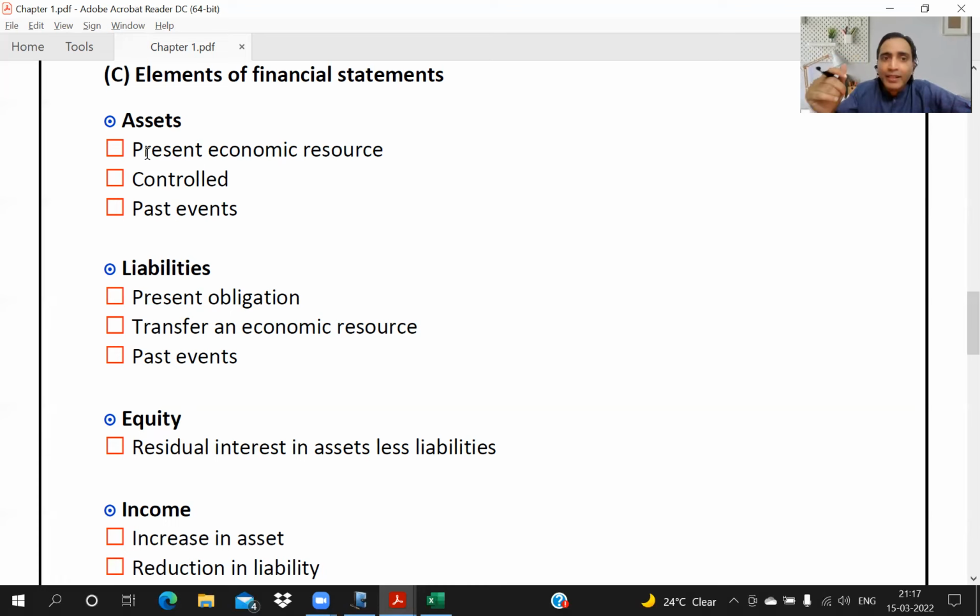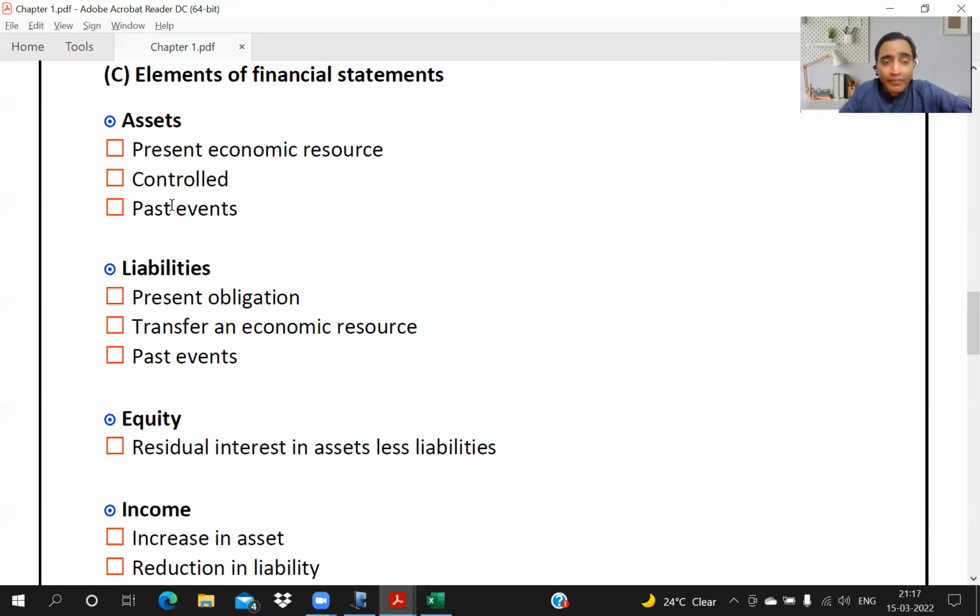So the day I patent it with the government, it becomes my present economic resource, which I'm controlling. Because now I've registered it with the government, nobody else can use that formula to manufacture that medicine. And the very fact that I've registered it with the government ensures that it is my asset. So that patent is my intangible asset. Of course, there are some more definitions.